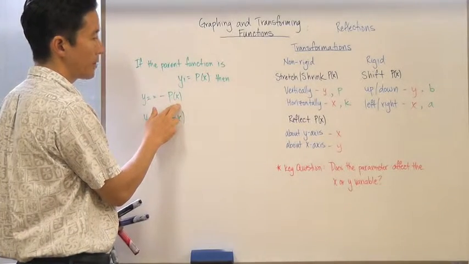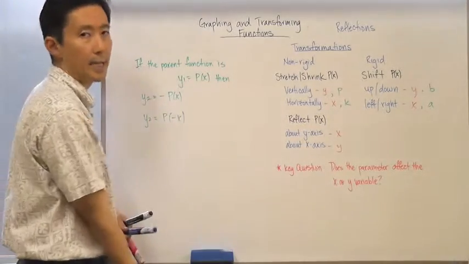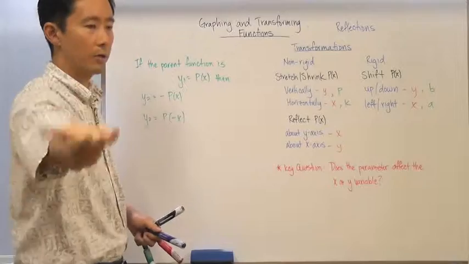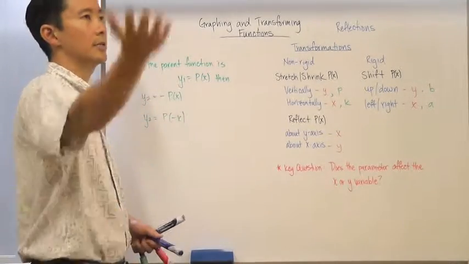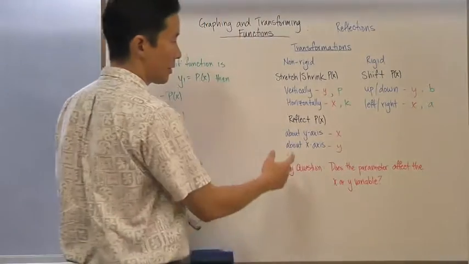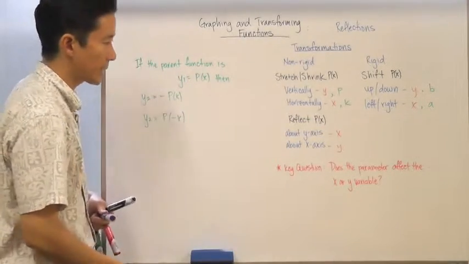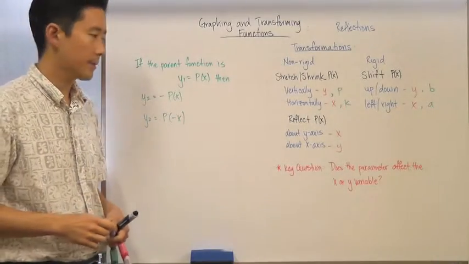Now if all the y values are being affected, then that means that you're going to reflect everything about the x-axis, because everything that is above the x-axis is now going to be below the x-axis, and everything that's below the x-axis is going to be above the x-axis now. So notice that is where the reflection is going to be if you want to reflect it about the x-axis. It's going to be affecting the whole parent function p of x.